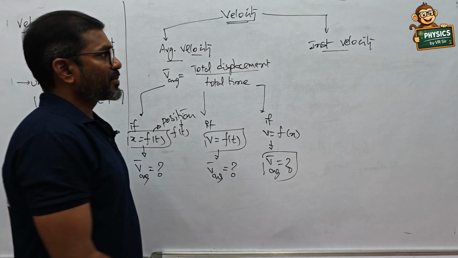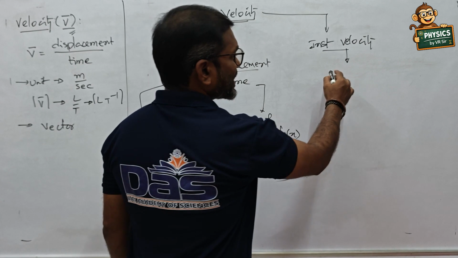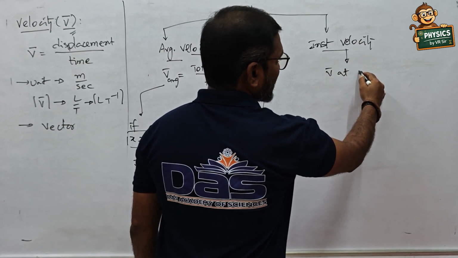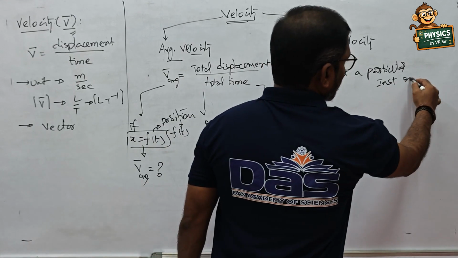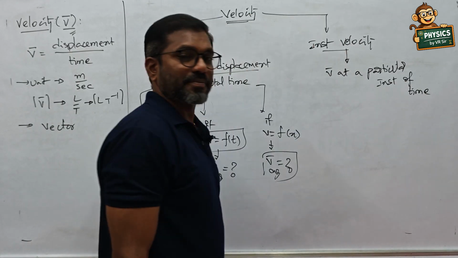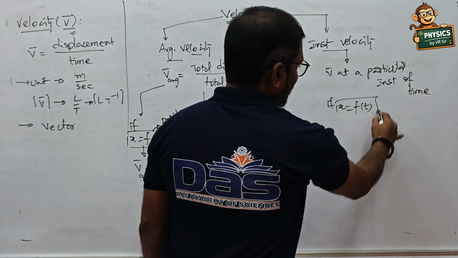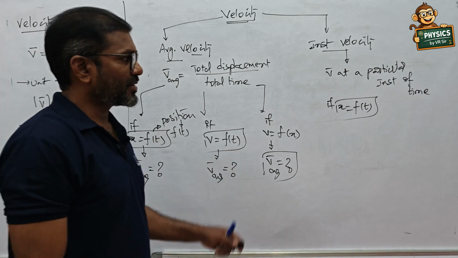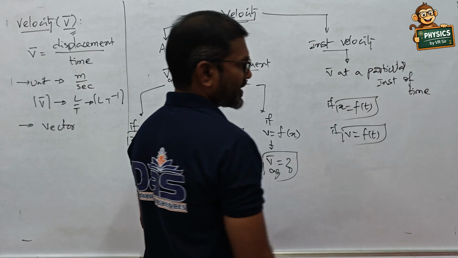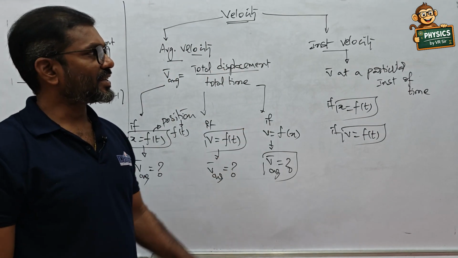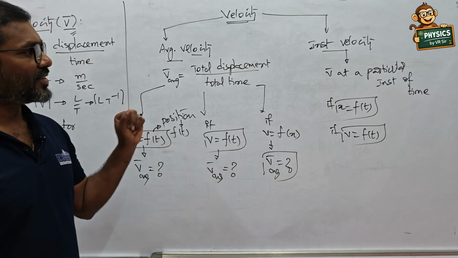And coming back to instantaneous velocity. Instantaneous velocity is given as the velocity at a particular instant of time. And we can calculate this if position is a function of time, we can calculate velocity as a function at an instant. Or if velocity is a function of time, we can also calculate the instantaneous velocity at a particular time. So these are the cases we are going to discuss regarding velocity.